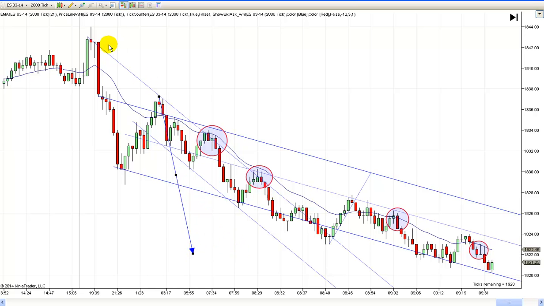So I drew this trend line off the top, off those first two swings. And so when we pulled back right here, I was looking to get short off that line. And notice what we have here. We've got a new high.